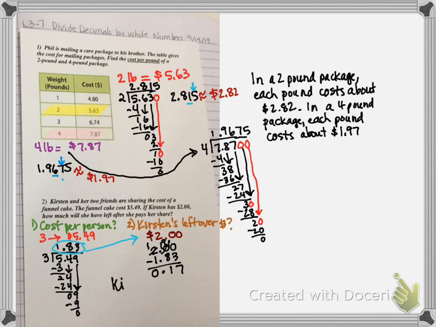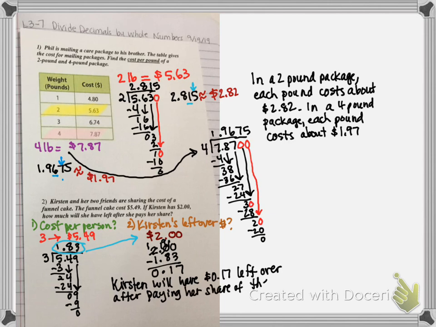So we can say Kirsten will have 17 cents left over after paying her share of the funnel cake. Not exactly sure what she's going to buy with 17 cents. I mean, you can't even get a gumball for that, right?